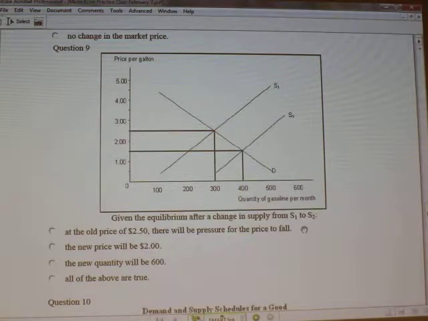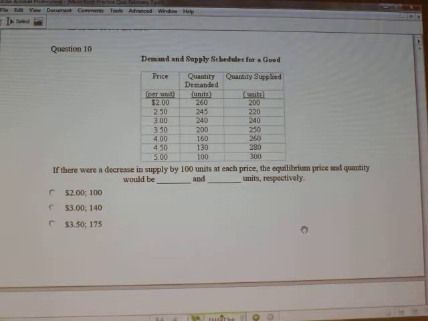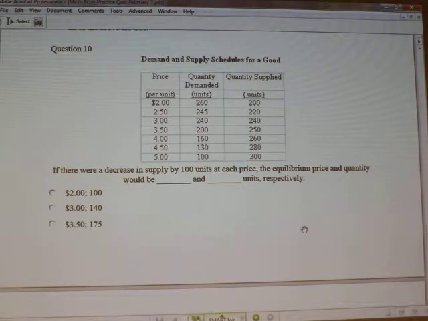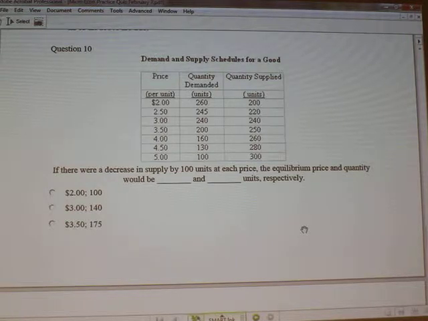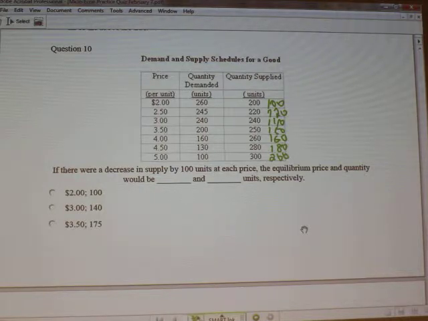Okay, last question, question 10. If there were a decrease in supply by 100 at each price, the equilibrium price and quantity would be blank and blank respectively. So what does that mean? Okay, that means there's a decrease in supply of 100 units at each price. So this becomes 100, this becomes 120, this becomes 140, this becomes 150, 160, 180, and 200.